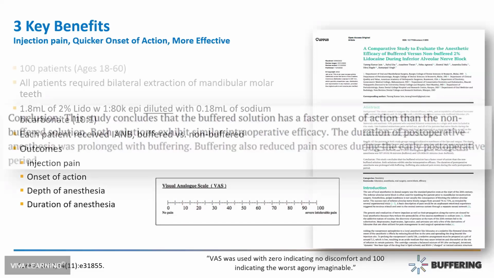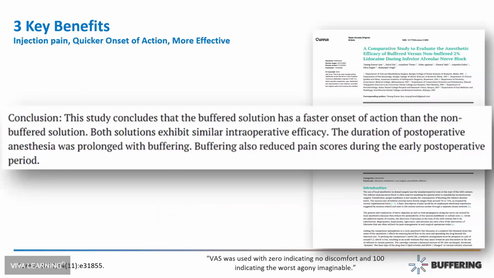What was their conclusion? Well, this study concludes that the buffered solution has a faster onset of action than the non-buffered solution. The duration of post-op anesthesia was prolonged with buffering. Buffering also reduced pain scores during the early post-op period. I really like this study because this next graph kind of tells a nice story.